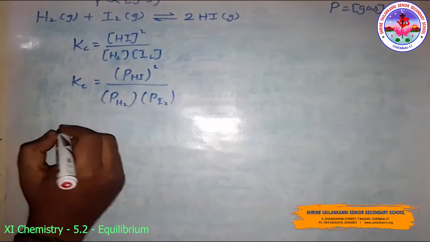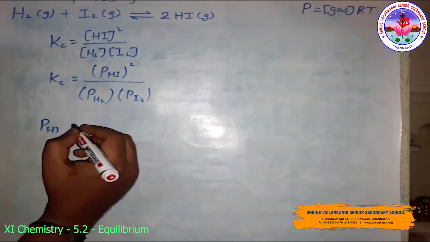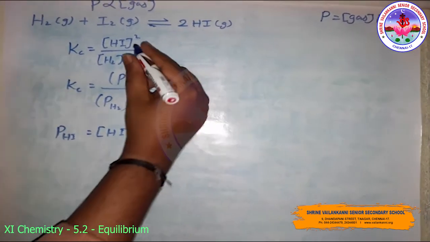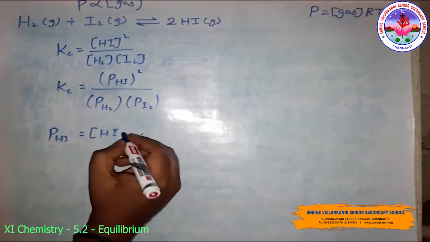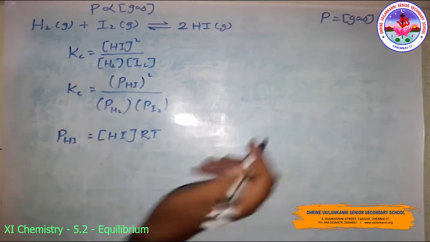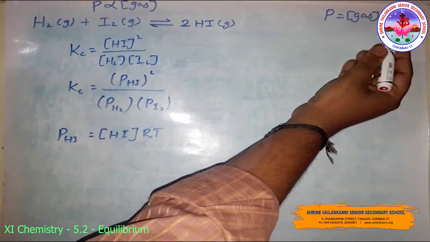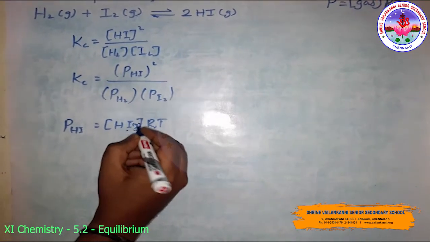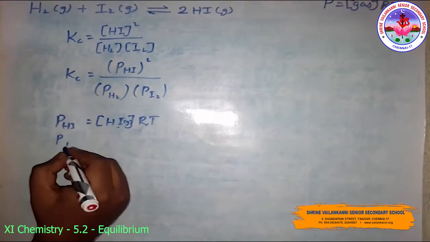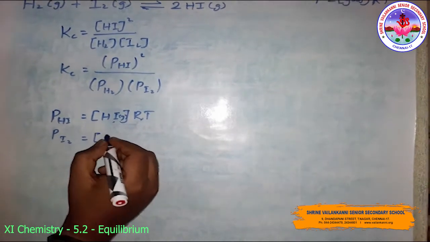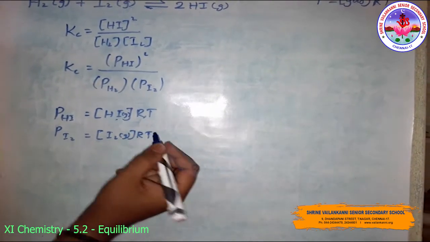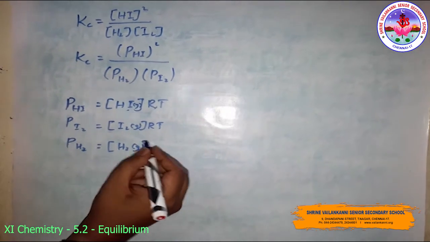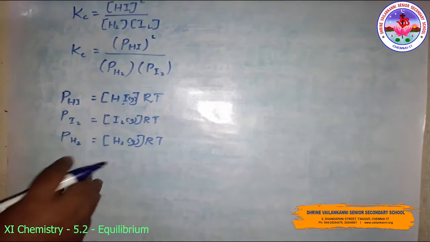Further, what will the partial pressure of hydrogen iodide be? Since pressure is equal to the concentration of gas times RT, the partial pressure of HI is the concentration of HI gas times RT. For iodine, the partial pressure is the concentration of iodine gas times RT, and for hydrogen, the concentration of H2 gas times RT.